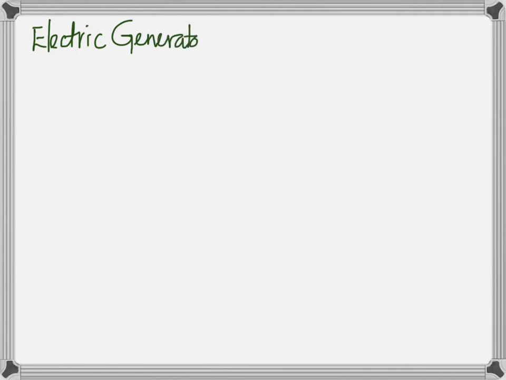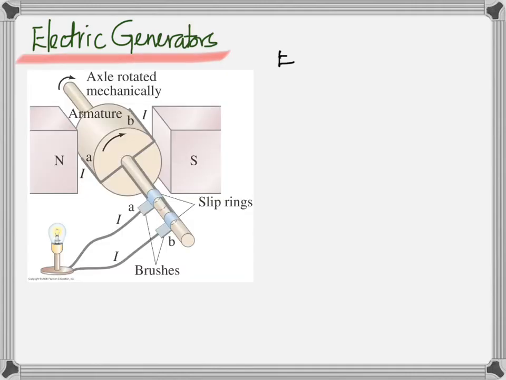Now the generator, finally. I've already given you the principle of a generator. That's the construction. You have a coil. That's a coil. It's called the armature, rotating between the poles of the magnet. So that's a magnetic field from north to south, you know that, and that's a coil.